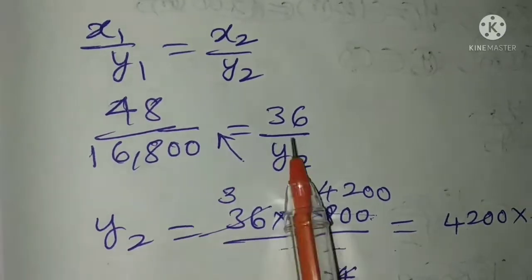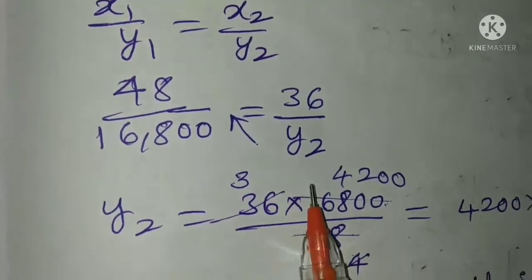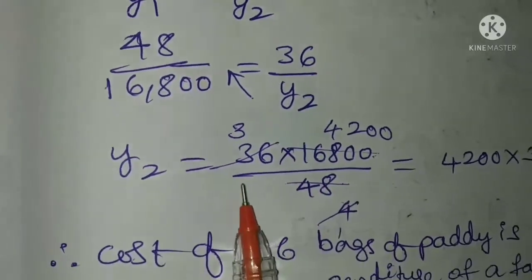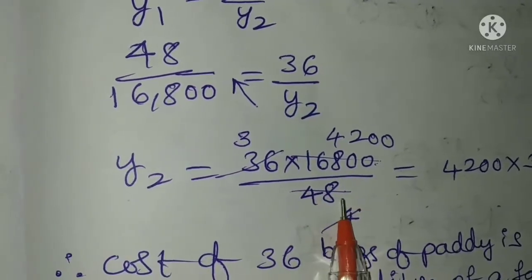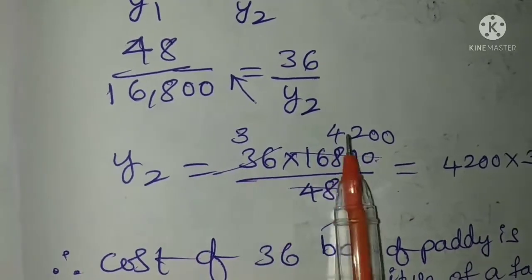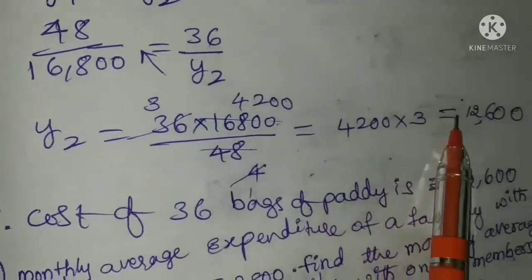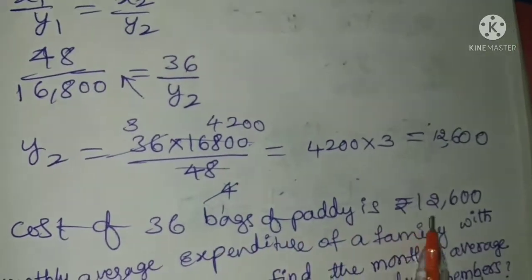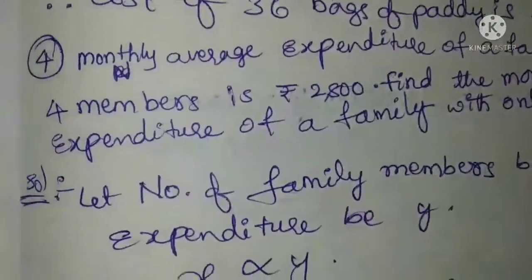48 by 16,800 is equals to 36 by y2. Cross multiplication here, y2 comes down, 16,800 goes here. 36 into 16,800 by 48. 12 4s 48, 12 3s 36. 4200 into 3, 12,600. Therefore, cost of 36 bags of paddy is rupees 12,600. Fourth question.